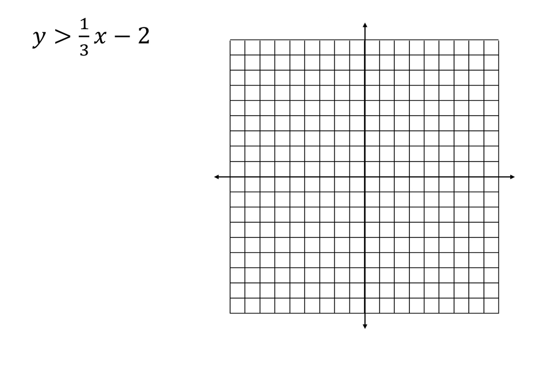Graph the inequality. Y's are those things that are greater than 1/3 x minus 2. Are you kidding me? This is easy. Y-intercept is at negative 2, and my slope is 1/3, so I'm going to go up 1 over 3, up 1 over 3, up 1 over 3, and I can also go down 1, back 3. I get the idea.